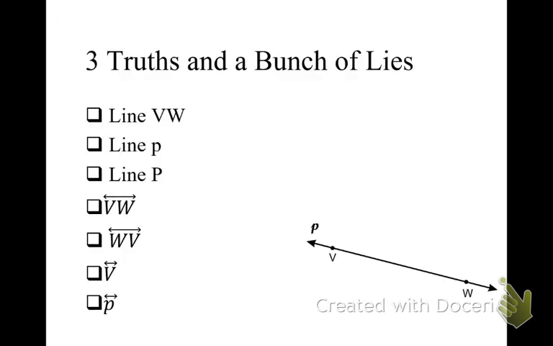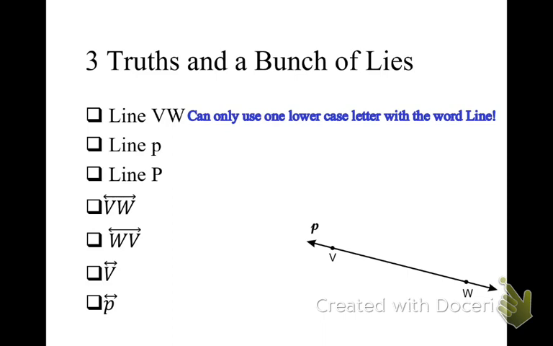And then we're going to do 3 truths and a bunch of lies. So we're going to pick which ones are correct and which ones are not. First one, line VW. Yeah, no. How many letters can we use if we're going to use the word line? 1 letter, and what does that letter have to be? Lowercase. So we can only use lowercase. This one is a no. Line P. Yes, that one's good.